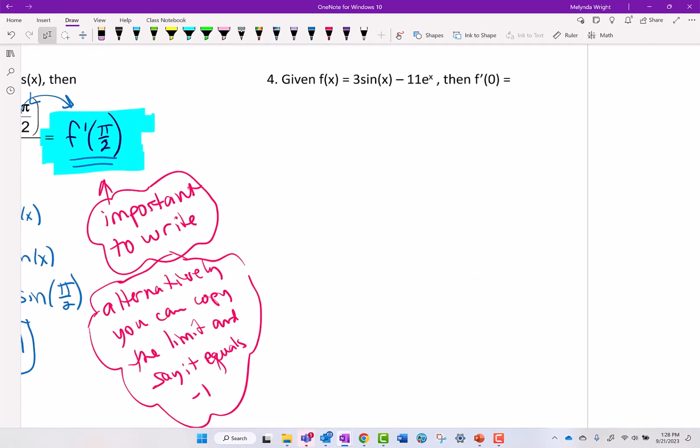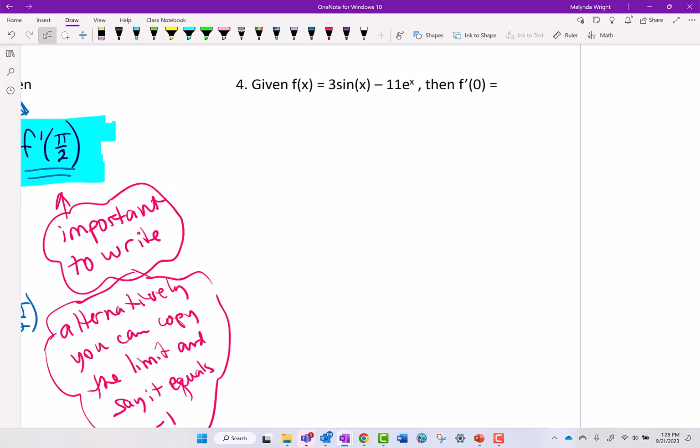So we're given a function, f of x. They want us to find f prime of 0. Okay, we can do that. First thing we need to do is find f prime of x. Here, the functions are the ones we just learned the derivatives of.